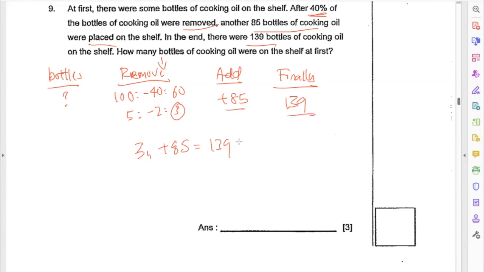So here is easy. 3 units is equal to 139 minus 85. That will give you 54. So 3 units is 54. 1 unit will be 54 divided by 3, and that gives you 18. So 1 unit is 18. The question is, how many bottles of cooking oil were on the shelf at first? 5 units. So 5 times 18. Answer is 90.